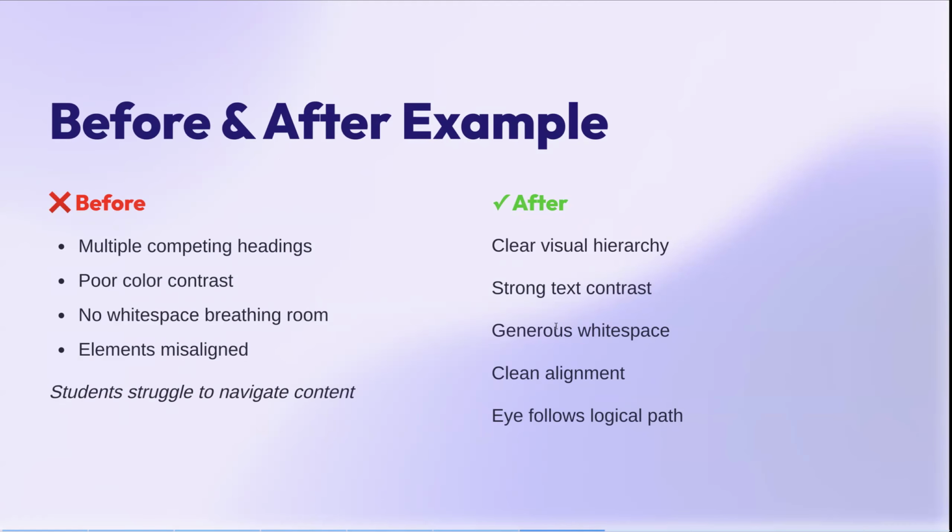A bad example would have multiple competing headings, poor color contrast, little to no white space, or misaligned elements. A good example would have clear visual hierarchy, strong text contrast, generous white space, clean alignment, and a logical path for the eyes to follow. Now let's look at some actual examples.